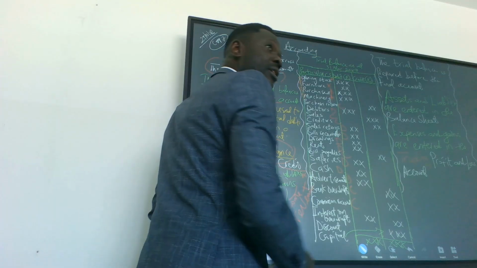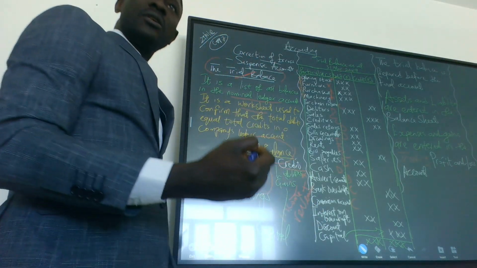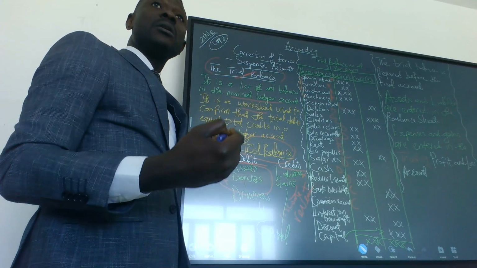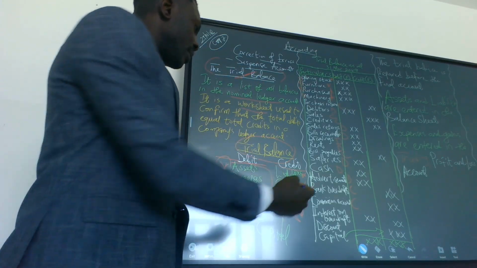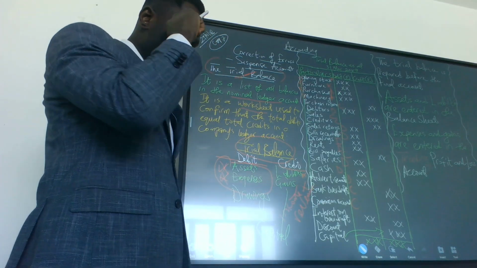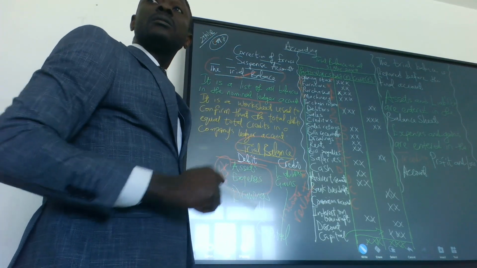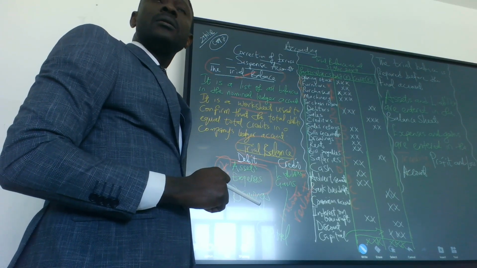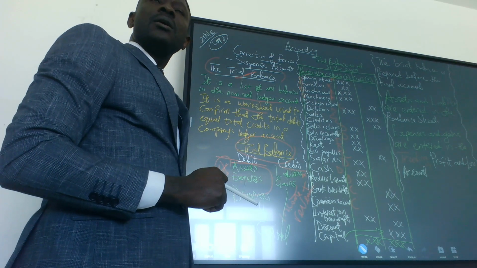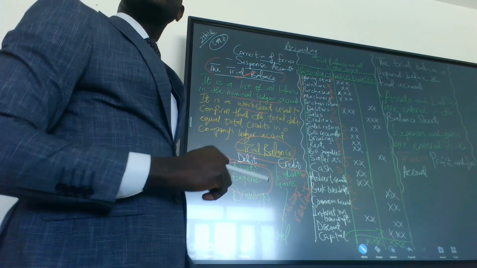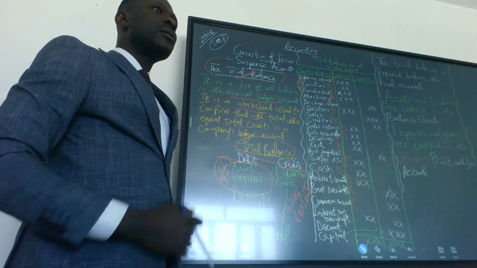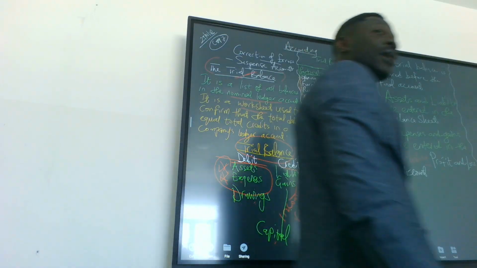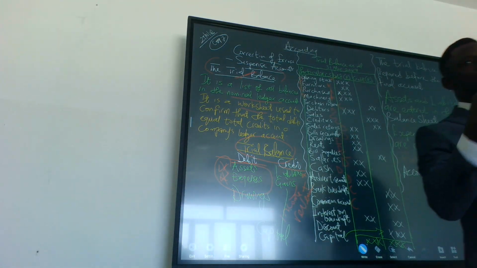Interest on overdraft. You took an overdraft from the bank. That means you took more than what you have in your bank account. So is it credit or debit? Debit. Interest on overdraft. Why is it a debit? Because the bank owns you now. No, the bank didn't. What is an interest?